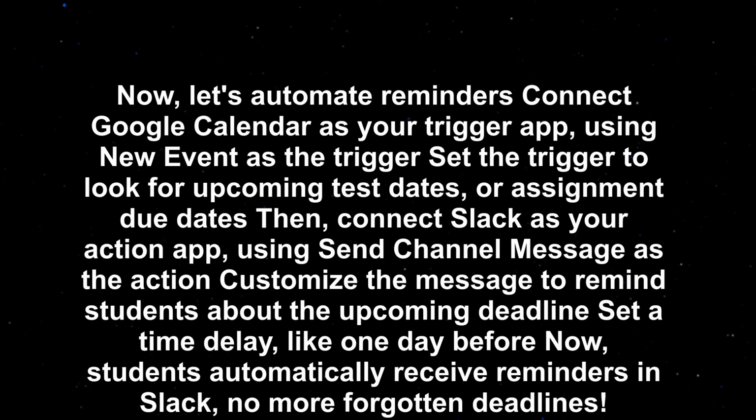Now, let's automate reminders. Connect Google Calendar as your trigger app, using New Event as the trigger. Set the trigger to look for upcoming test dates or assignment due dates. Then, connect Slack as your action app, using Send Channel Message as the action. Customize the message to remind students about the upcoming deadline. Set a time delay, like 1 day before. Now, students automatically receive reminders in Slack.